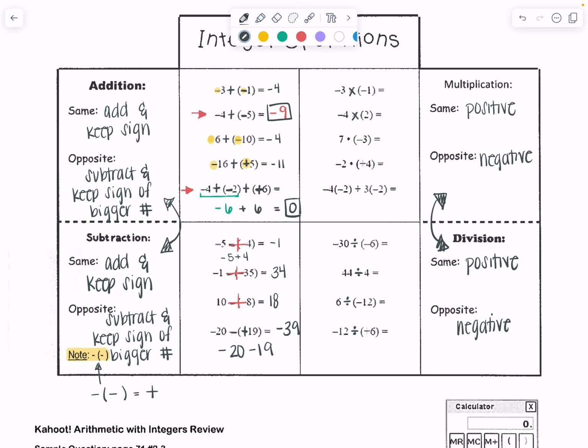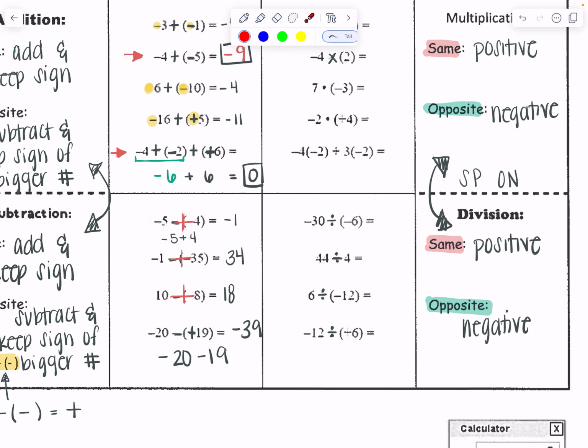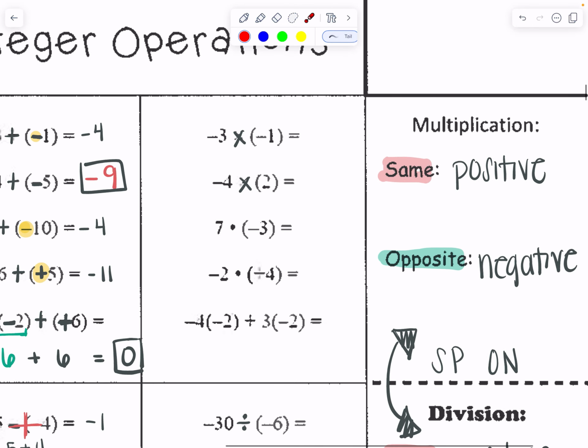All right, moving over to multiplication and division. Multiplication and division, the rules are much easier. If the signs are the same, your answer is going to be positive. If the signs are opposite, your answer is going to be negative. And so the acronym that I use in my math classes is SPON, S-P-O-N, same signs positive, opposite signs negative. And so that's another way you can remember it. Multiplication division tends to be a little bit easier. So with our multiplication, we're not going to do all these. We're just going to kind of skip around.